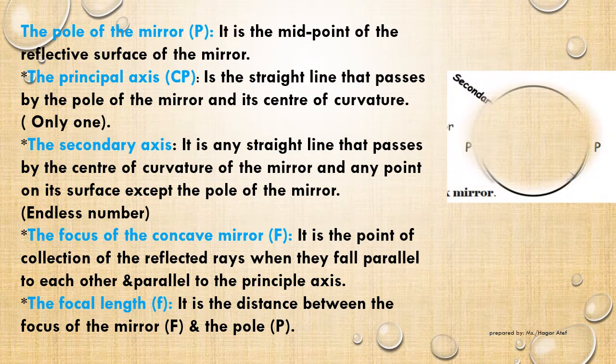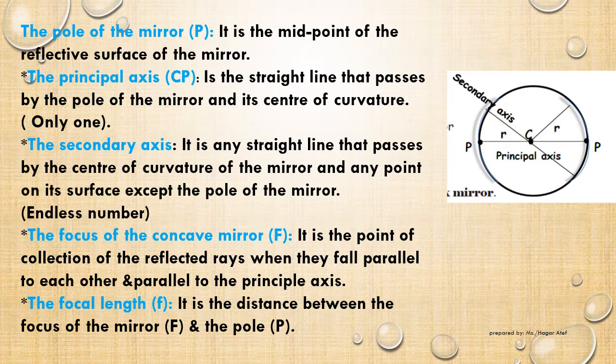Number 3, the pole of the mirror, P. It is the midpoint of the reflective surface of the mirror. Number 4, the principal axis, CP, is a straight line that passes through the pole of the mirror and its center of curvature, which is only one.